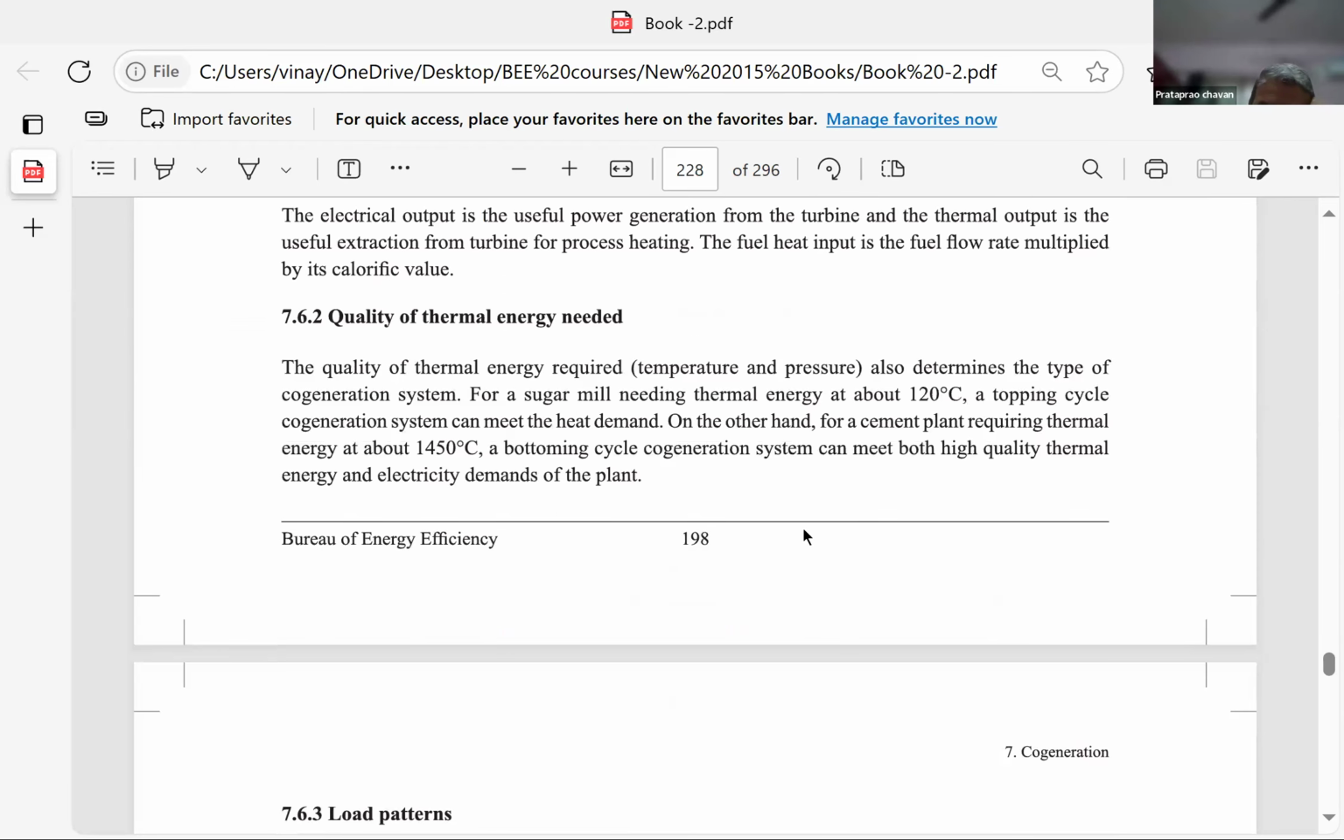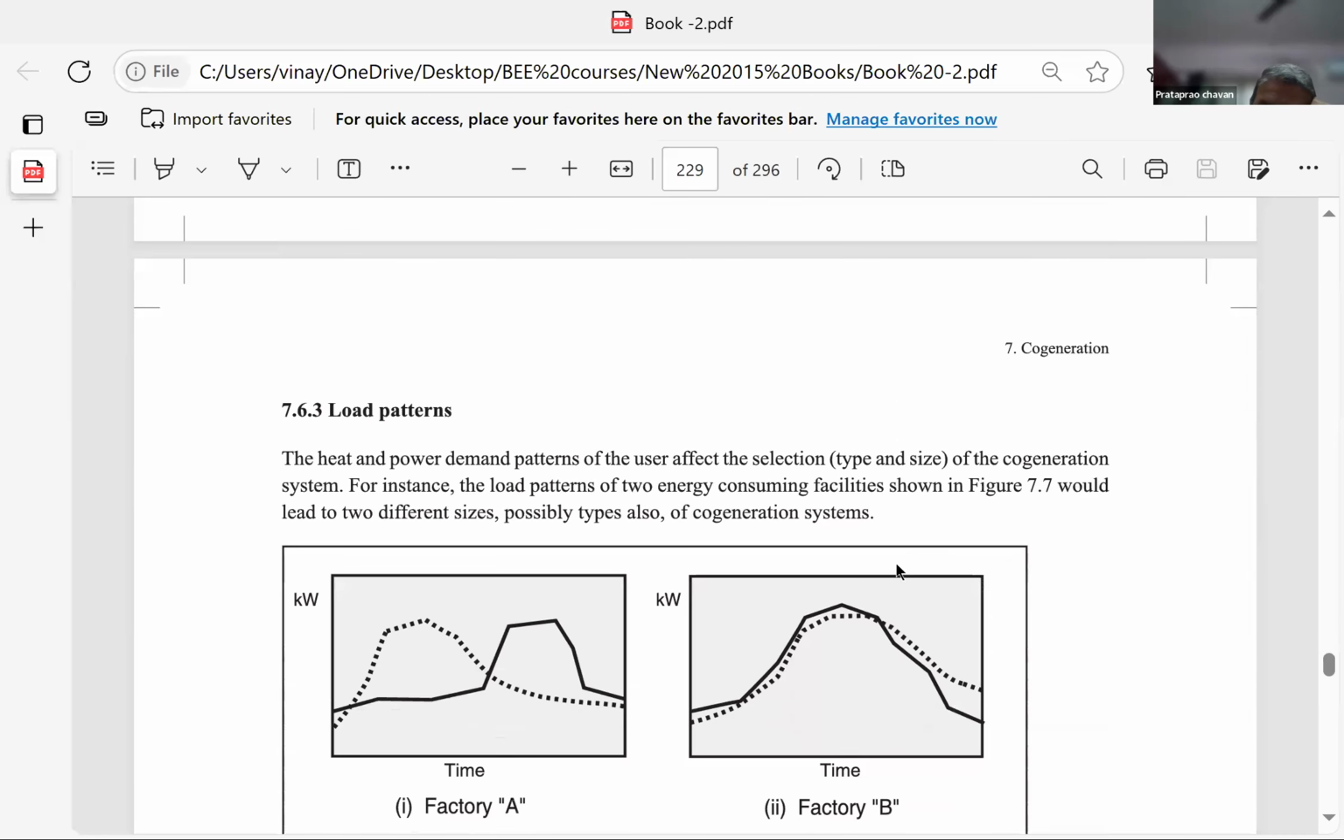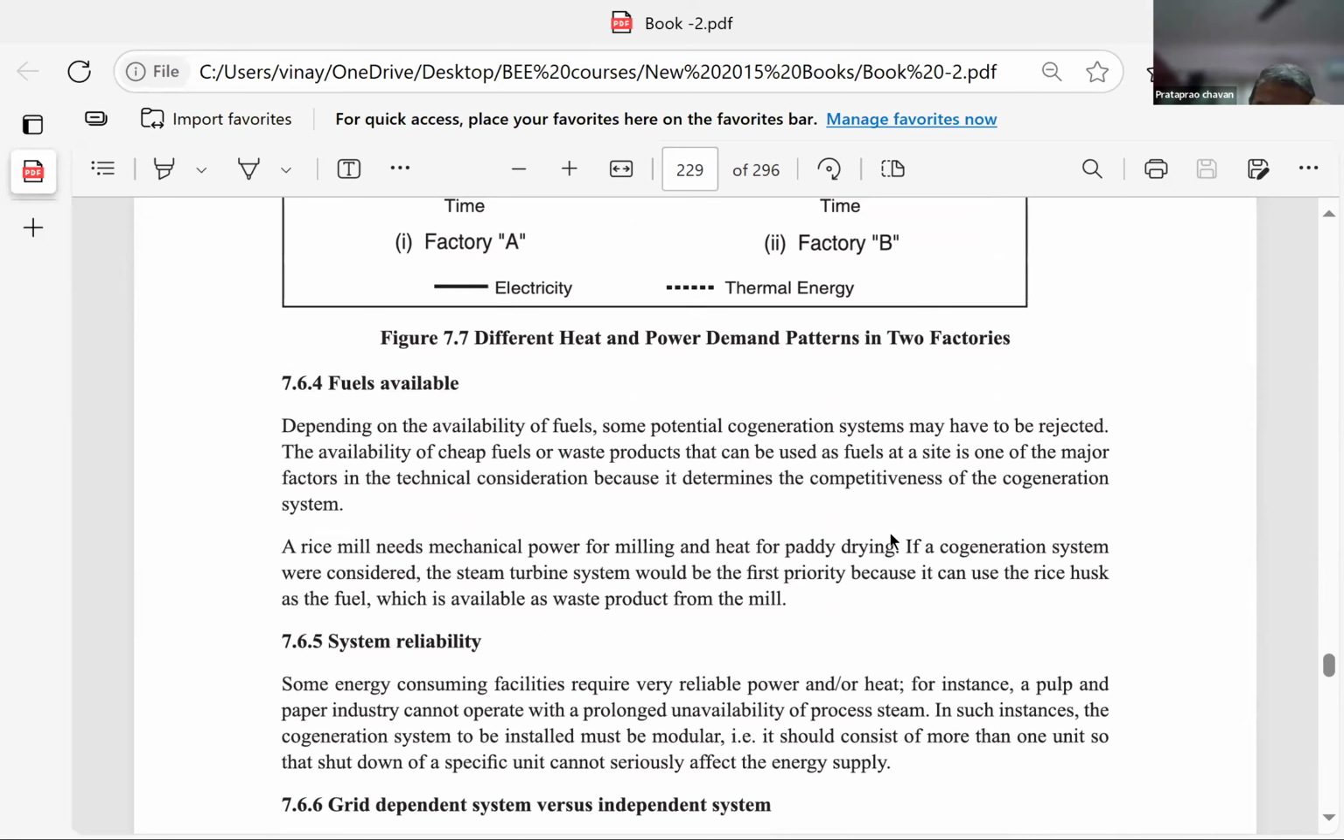So the factors which will be governing are the quality of thermal energy needed, that is pressure and temperature, load patterns, and fuel availability. In some places, high intensity fuels are available. That means LNG, CNG, or the compressed biogas, CBG, good sources. But some places only coal is available. At very remote places, even coal is difficult to transport, so they will have to go to biomass or wood and all that. So depending on fuel availability, you will have to design it.